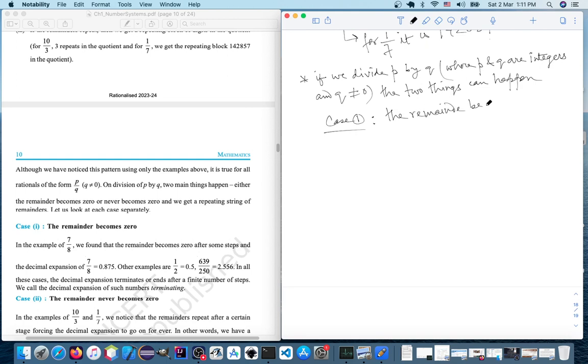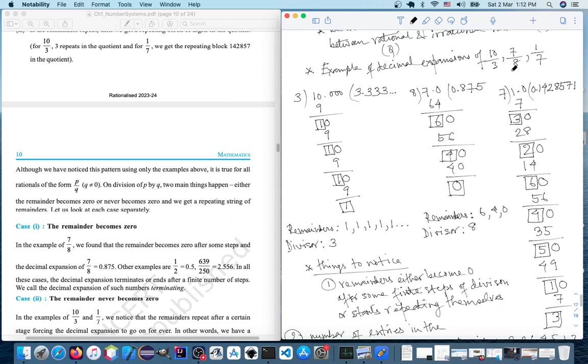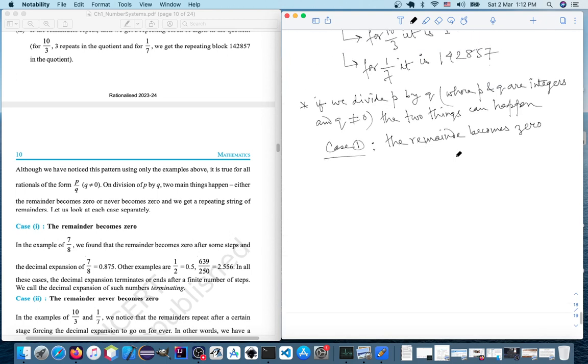The remainder becomes 0, obviously, after some finite number of steps. In this example of 7 by 8, after 3 steps, we got the remainder 0. So in this case, we found that the remainder becomes 0 after some steps, and the decimal expansion of 7 by 8 is 0.875.